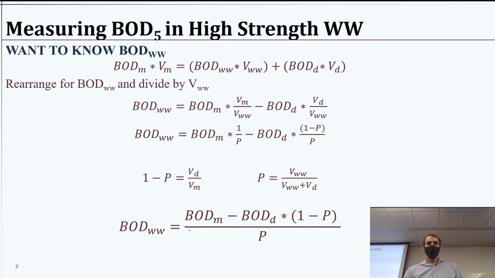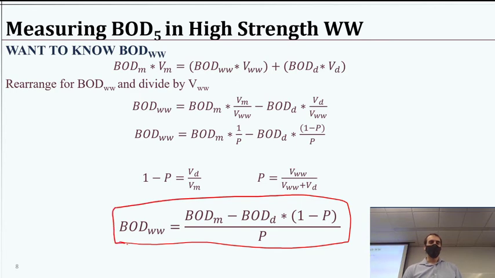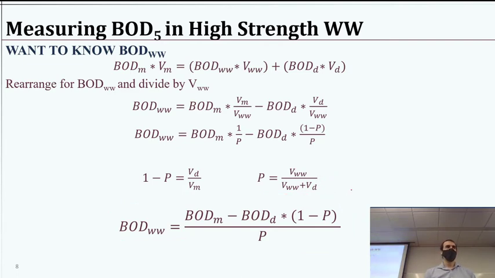So then we're essentially left with, because we can factor out the 1 over P here, this equation, and this is on your formula sheet for the BOD of the wastewater, given BOD of the mixture minus BOD the dilution times 1 minus P, all that divided by P. Okay, so that's where it's coming from.